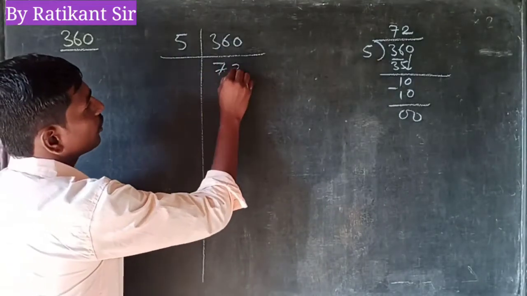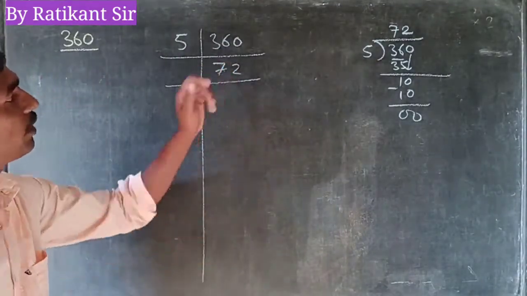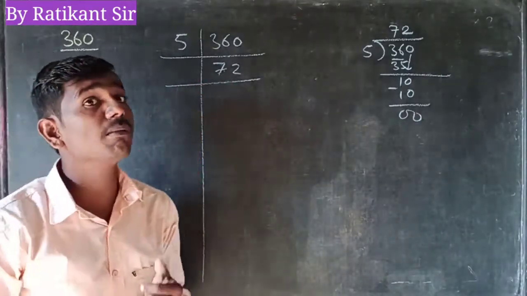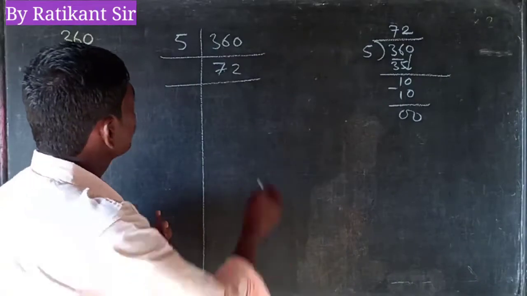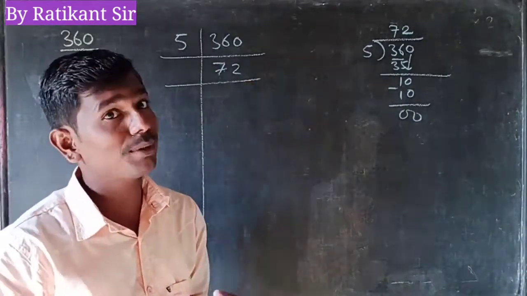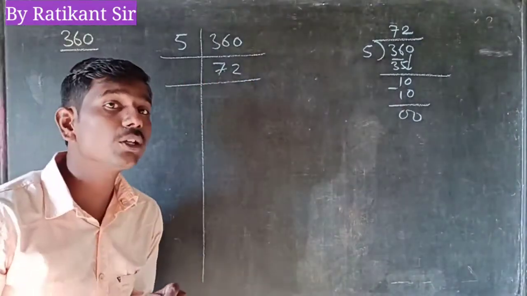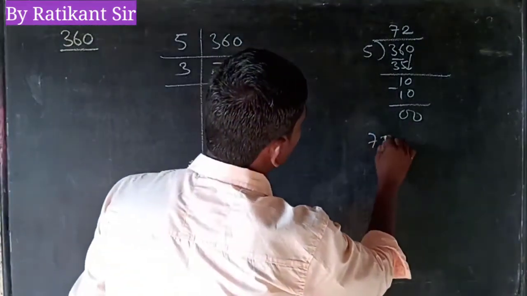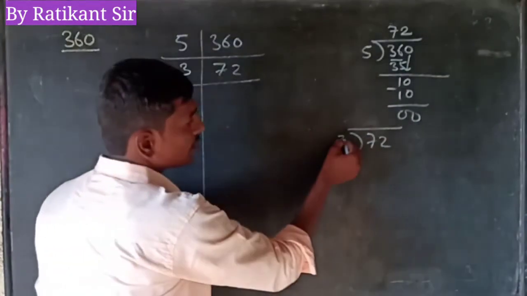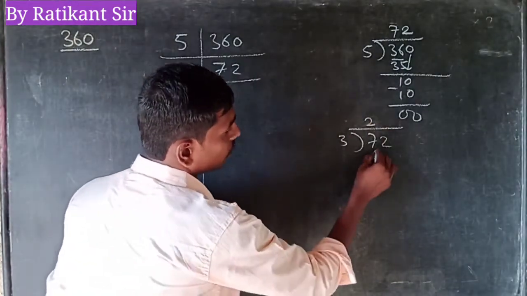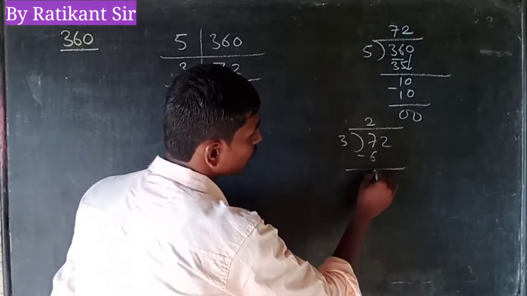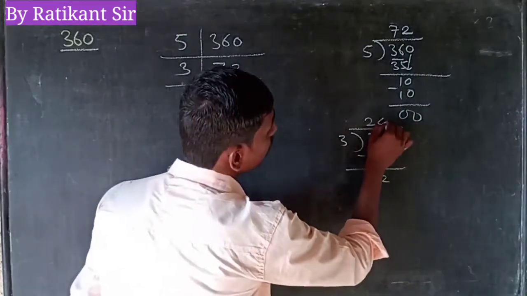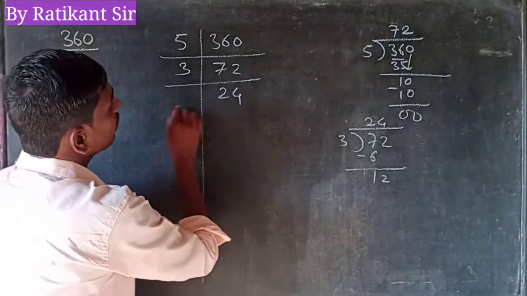Now we have to divide 72 by any prime number. So I have to check, is it divisible by 3? 7 plus 2 is 9. Yes, 9 is divisible by 3, so 72 is also divisible by 3. Now 72 divided by 3: 3 ones are 3, 3 twos are 6. Subtraction, 1 will be there, 2 as it is. Now 3 ones are 3, 3 fours are 12. So 24 you can find here.